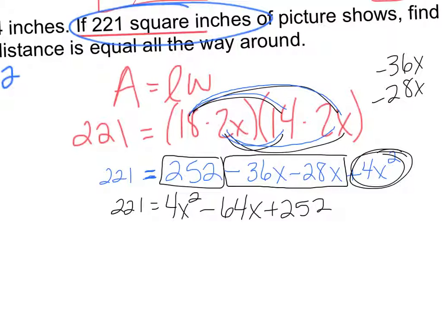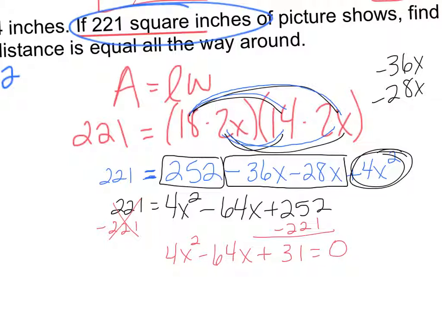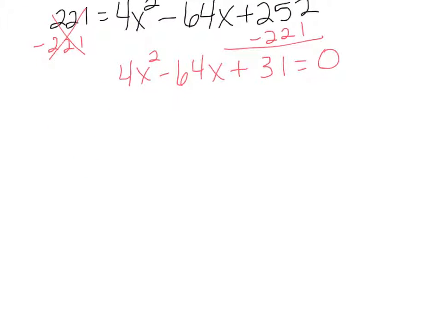So again, in order to get into the standard form, I need to move this 221 to the other side so that it'd be equal to 0, so that way I can solve my quadratic. So I'm going to subtract 221 from both sides. And so I'm going to get 4x squared minus 64x plus, whenever I subtract this, I get 31. And that's equal to 0. So now I can choose to factor, I can choose to graph, I can choose whichever way I want. So last time I chose factor, so let's try a different way this time, and I'll just have to walk you through the calculator.